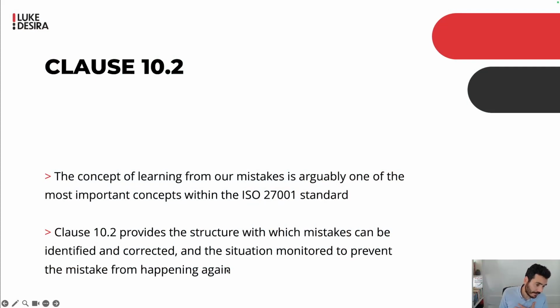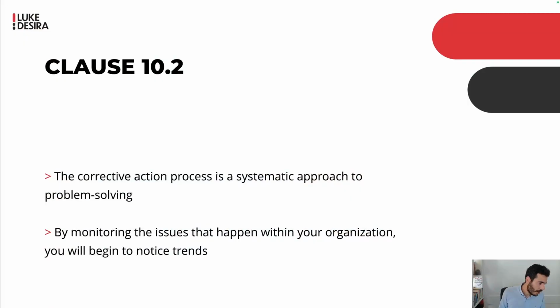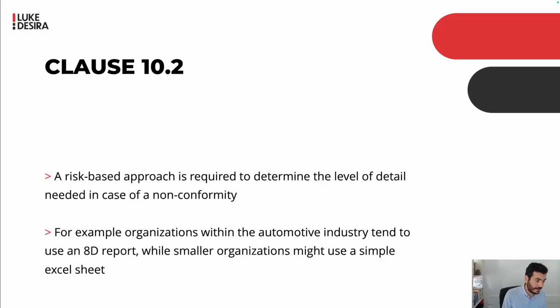Okay, I think that this is one of the most important elements, not just of an ISO certification, but in life. Whoever is not learning from their mistakes is going to keep on repeating the same patterns and trends over and over again, and that naturally is not ideal. So the corrective action process is a systematic approach to problem solving to make sure that problems don't recur, and by monitoring the issues that happen within your organization, you will begin to monitor trends.